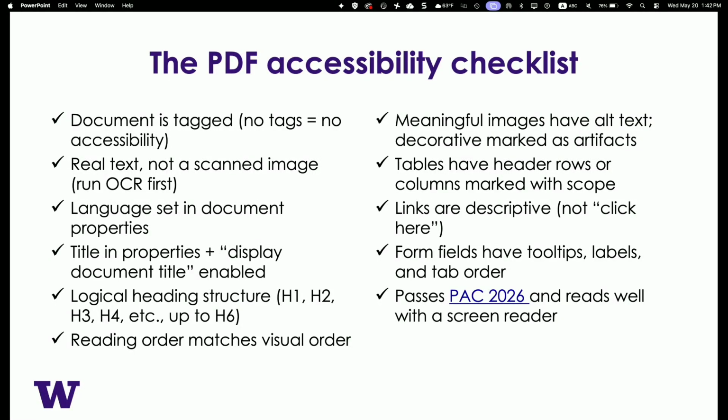Decorative ones need to be marked as artifacts. That's the key word for Adobe Acrobat and for PDFs. They're marked as artifacts so they're not announced. Tables must have header rows or columns marked with scope. This is required. What does that mean?